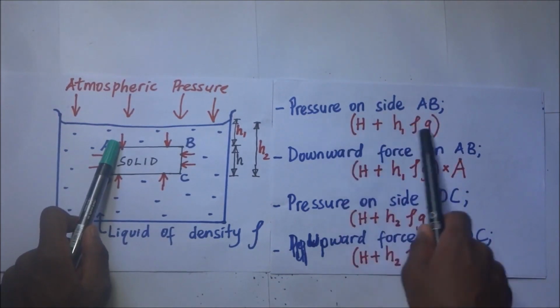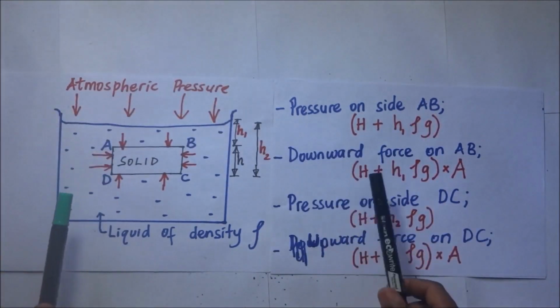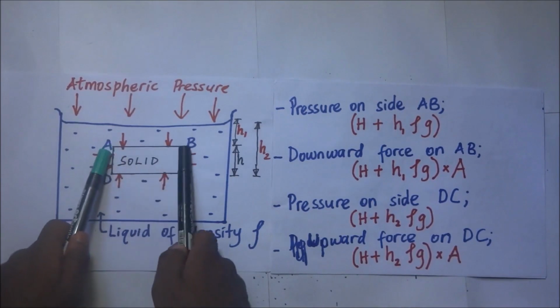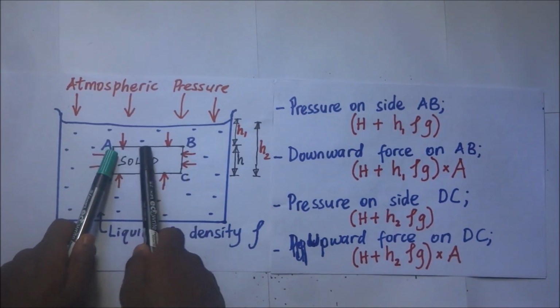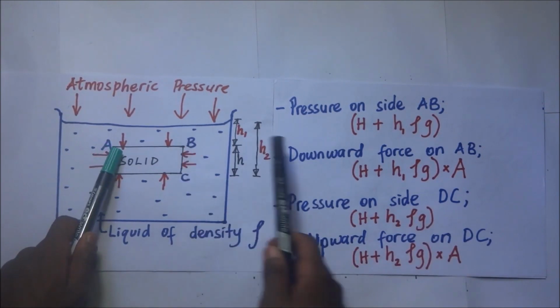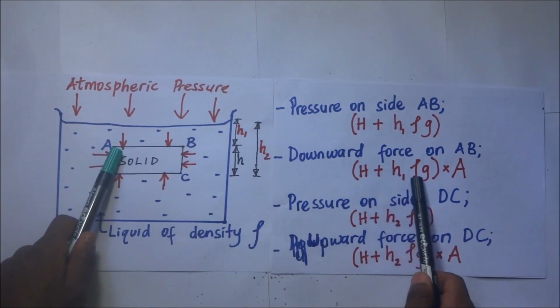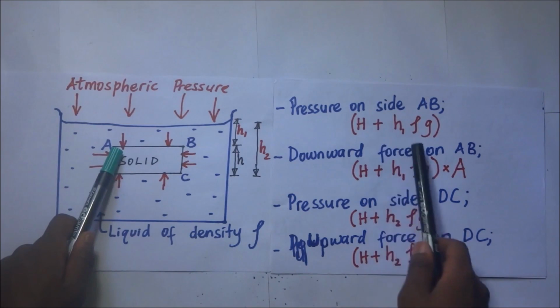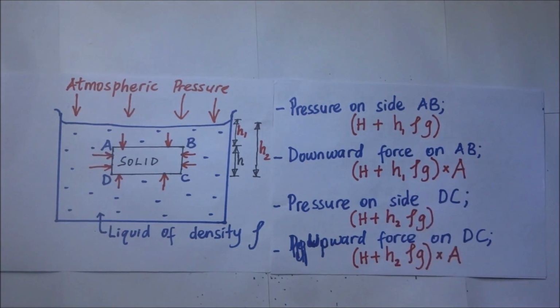So that is the pressure on this side. Then of course, as a result, since we have the pressure now, we can go ahead and find the force, the downward force acting on side AB. The downward force acting on side AB is going to be the pressure exerted, which is this one, times A. Of course, all this is coming from this.